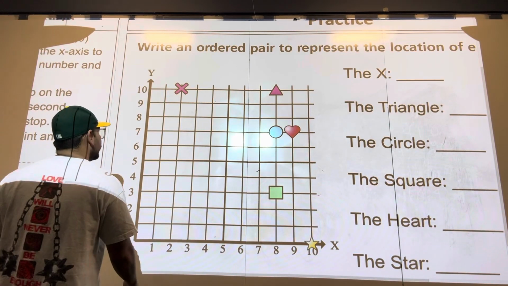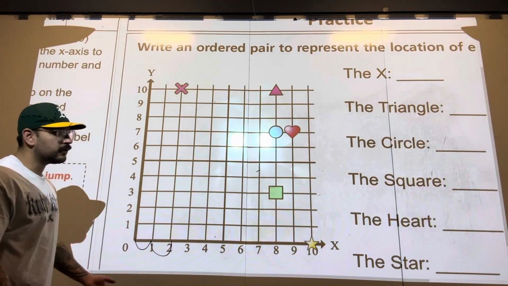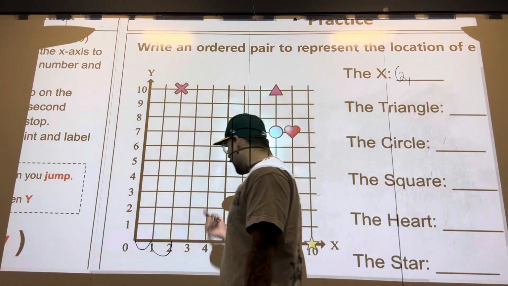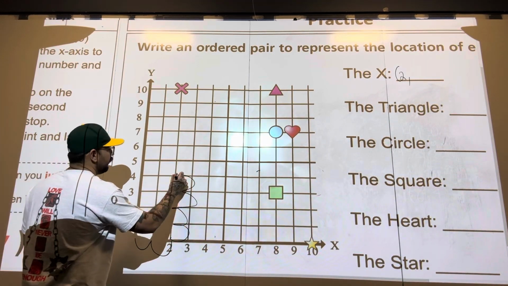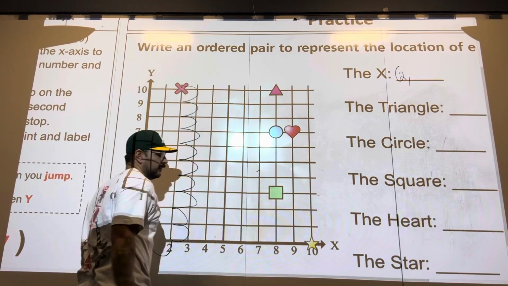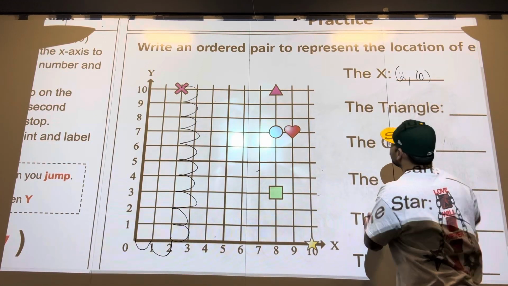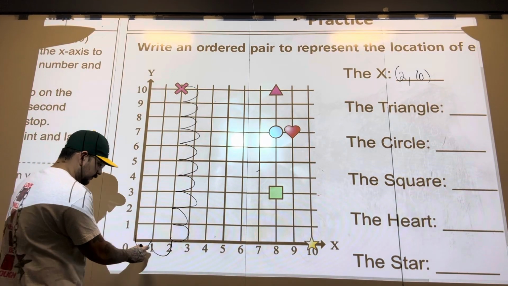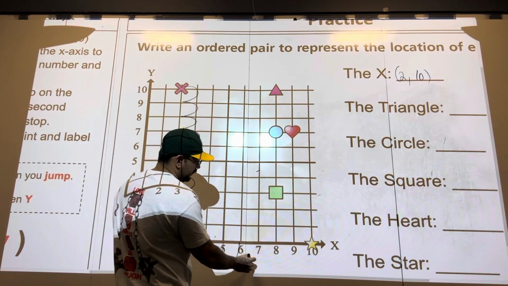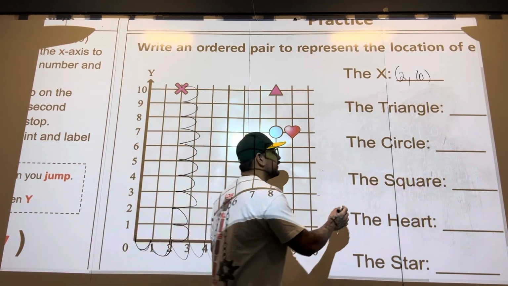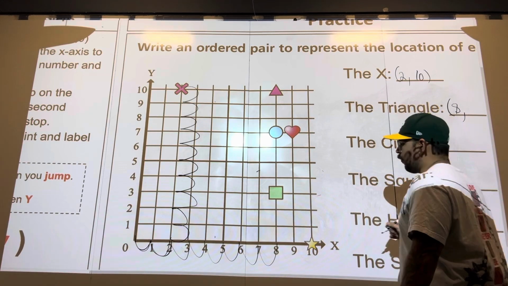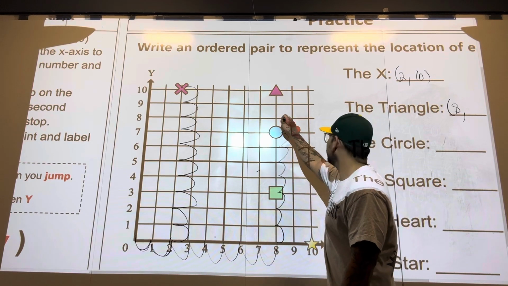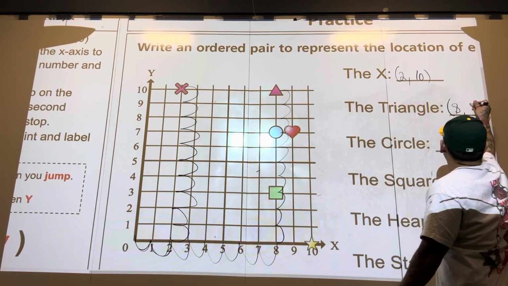How many times do we move to the right? 1, 2. So our x value for the X will be 2. And how many times did I move up? Well, let's count it. 1, 2, 3, 4, 5, 6, 7, 8, 9, 10. My y value will be 10. Let's go ahead and look for the triangle. Again, how many times did I move to the right? Well, let's count it. 1, 2, 3, 4, 5, 6, 7, 8. So my x will be 8. What about my y? Well, let's see how many times we needed to move up. 1, 2, 3, 4, 5, 6, 7, 8, 9, 10. My y value will be 10.